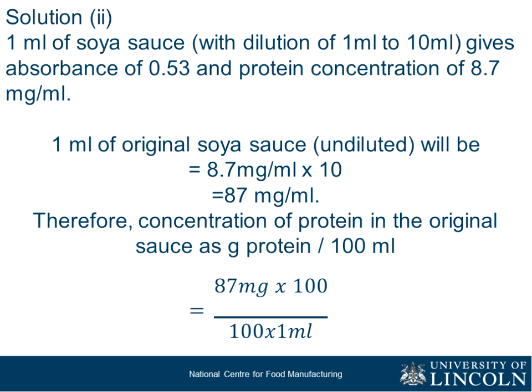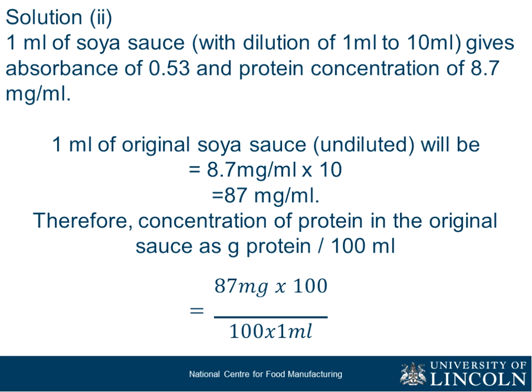So 1 ml of original soya sauce undiluted will now be what? 8.7 times 10. Taking back our dilution factor. If the dilution had been 1 to 100, this will be multiplied by what? 100. If it has been 1 ml to 5, this will be what? 5. Good. So I have 87 milligram per ml.